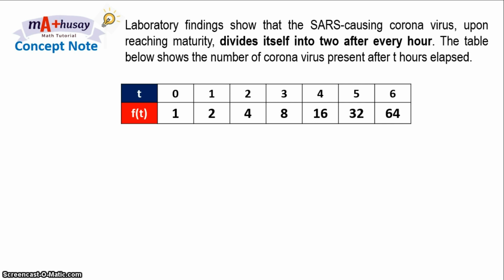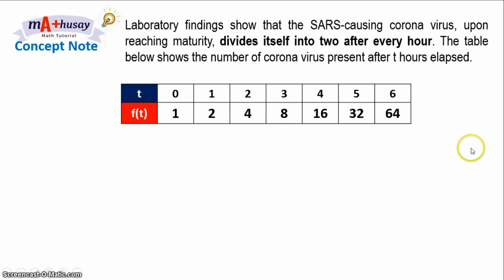So from our table, at t equals 0, yung number of coronavirus is 1. Siyempre, at the beginning, yun yung initial number of virus. At t equals 1, naging 2 na yung virus. Kasi after every hour, it divides itself into 2, di ba? So, at the end of 2 hours, it becomes 4. Kasi dumoble na yung bilang. When t is 3, so 8 na yung number of virus.